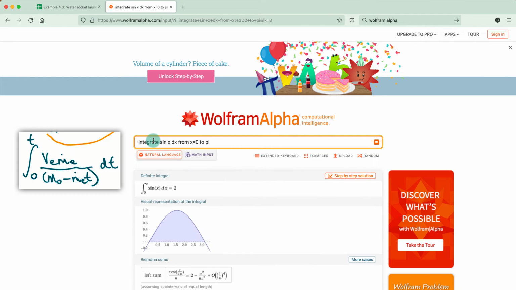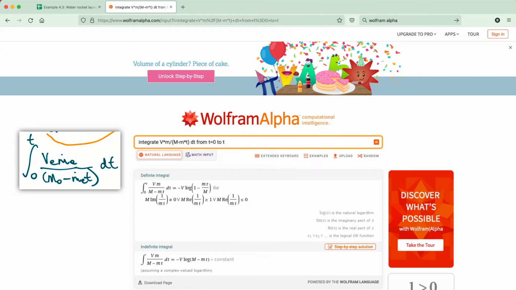Then what I want to integrate is actually V_e. I'll write that as V times M divided by, in brackets, capital M naught, I'll write that as M minus lowercase m times t. We want to integrate that with respect to time, so dt, and then we'll go from time, I'll change what they gave me in the example, from time 0 to time t, and I'll push enter.